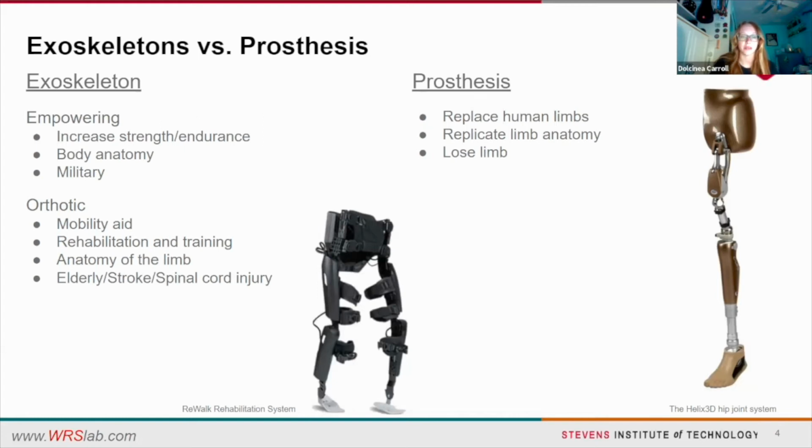Meanwhile, the orthotic exoskeletons are designed to assist in motion as a mobility aid or restrict motion as a form of physical therapy and rehab to train the wearer. This is modeled after the wearer's limb or body part. Orthotic exoskeletons can be used to assist the elderly or those suffering from a stroke or spinal cord injury in increasing movement. Prosthesis, rather than assist a body part, is designed to replace a body part. Prosthetics are helpful for people who have lost a limb. People can be born with limb loss, have a limb amputated, or have a severe injury to a limb.